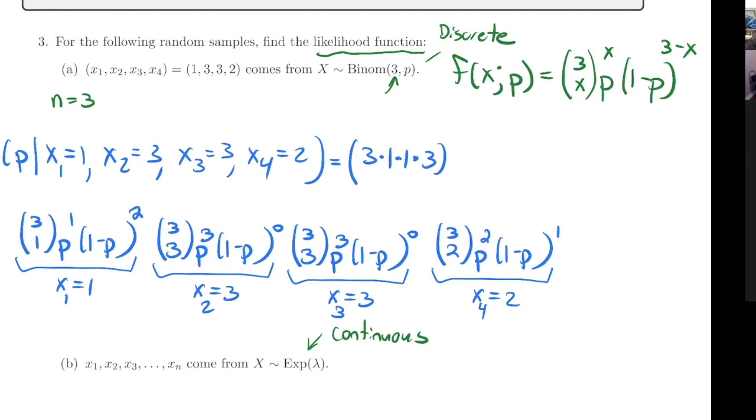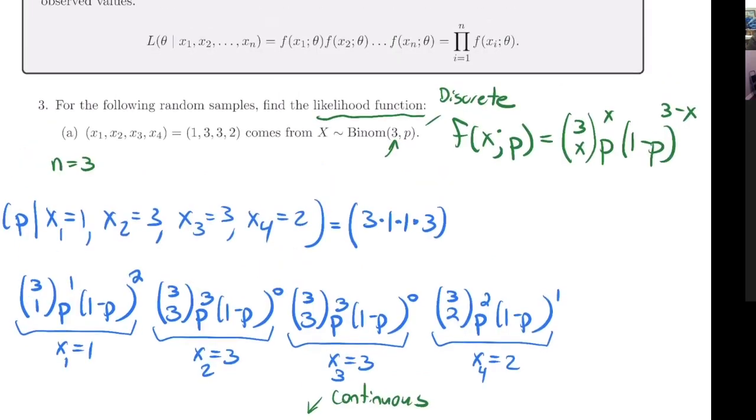Any questions so far? So we've got, right, we have 4 things. That's where this times this times this times this is coming from. And now I'm just going to simplify them.